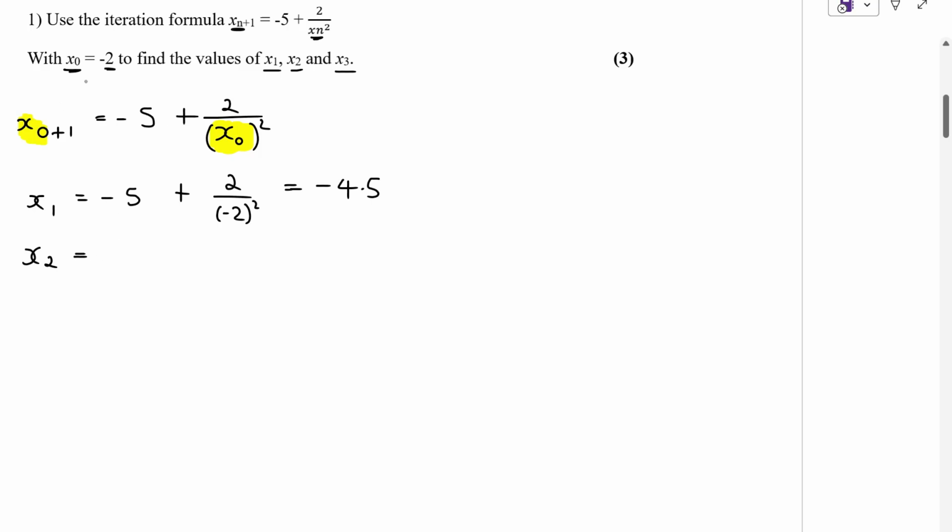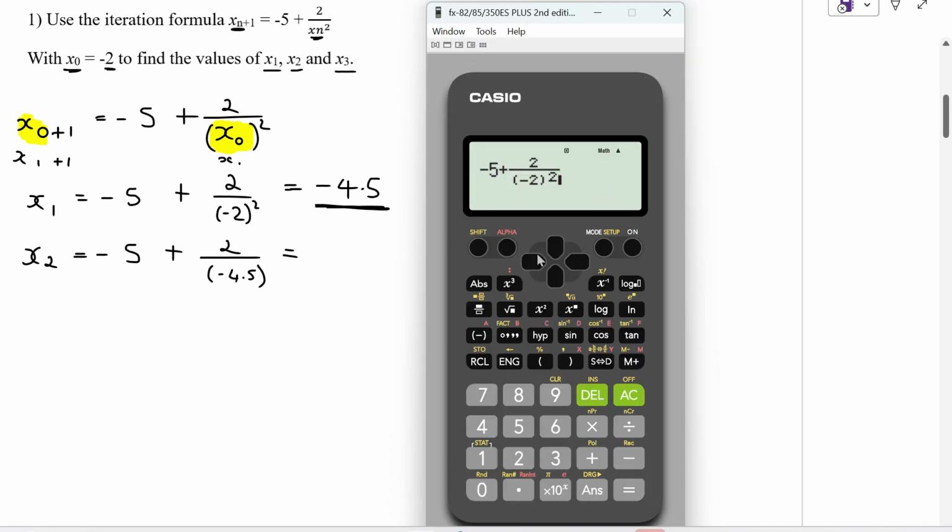Now, how do we get x2? We do x1 plus 1. So this value will be x1, which is this answer we just found out. So the way we find x2 is we do the exact same formula, but here we sub in the previous answer, so minus 4.5. And with our calculator, we don't need to write out another formula. We just delete this and add in answer. That gives us this value.